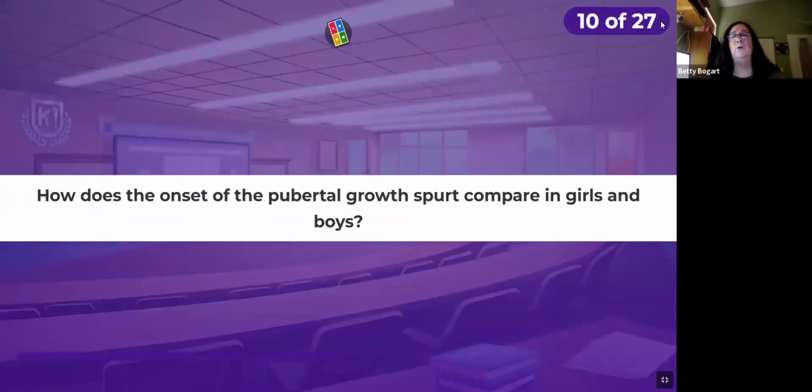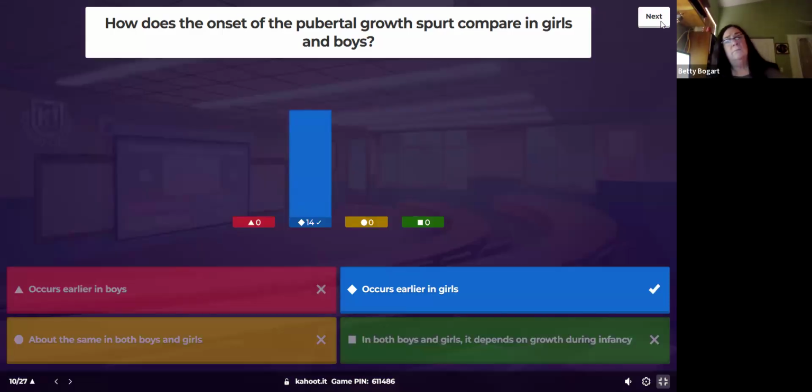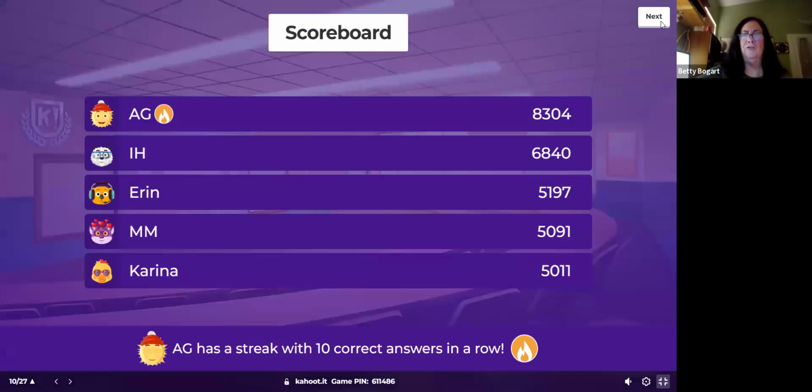How does the onset of pubertal growth spurt compare in girls and boys? So we know it's 2 years before girls, and then 2 years later are boys. That's why young girls think all the boys are acting stupid, because they don't want to be with girls yet.